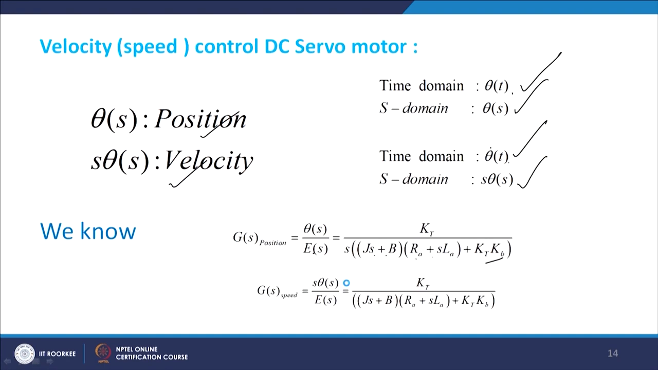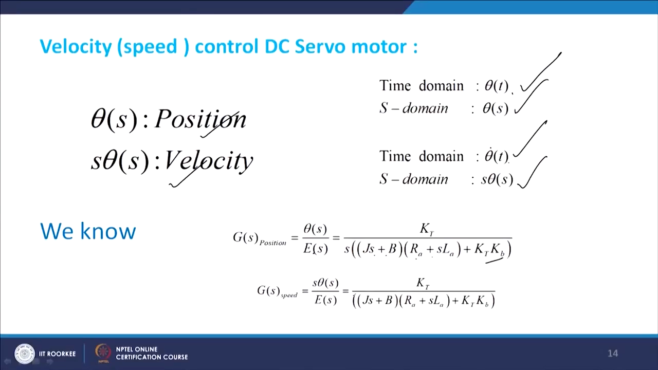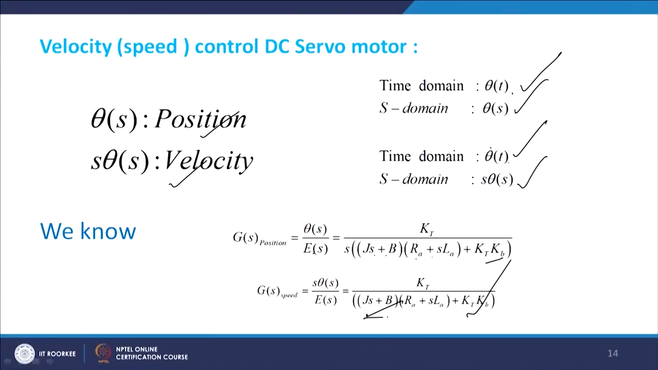And when we are moving to the speed, what will happen? Here s theta(s) by E(s), that means your s is cancelled and you will find that the model of a DC servo motor, that is the speed control model, is second order, whereas the position is third order. And you know that when all the coefficients are positive, the system is always stable. So all these are positive. If positive, this model is stable, that is open loop stable, whereas this is an open loop unstable model. And this is third order, that is, the armature control position model is third order, whereas the speed control model is second order.